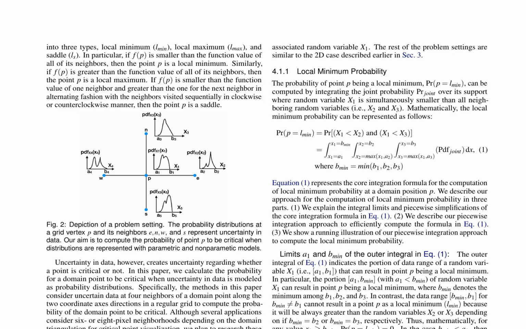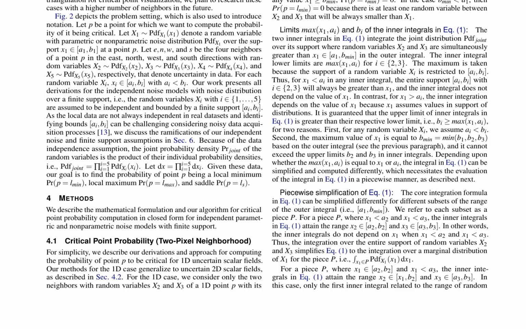The paper defines a point as a local minimum, local maximum, or saddle based on its function value relative to its neighbors. The probability of a point being a local minimum, local maximum, or saddle is computed by integrating the joint probability distribution of the random variables at the point and its neighbors.